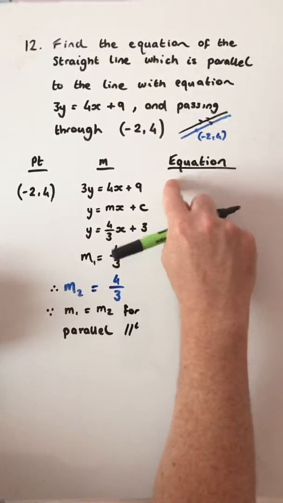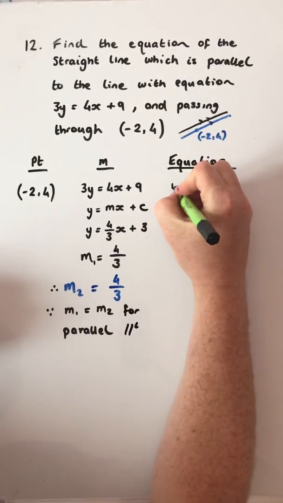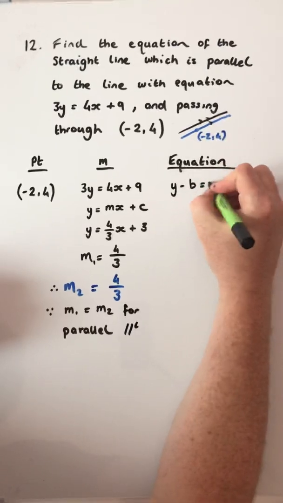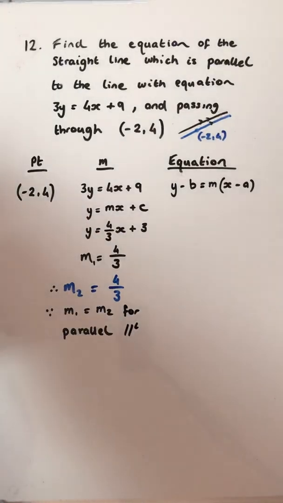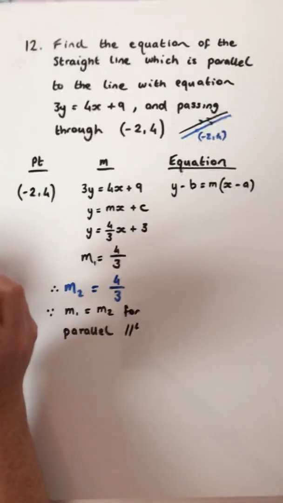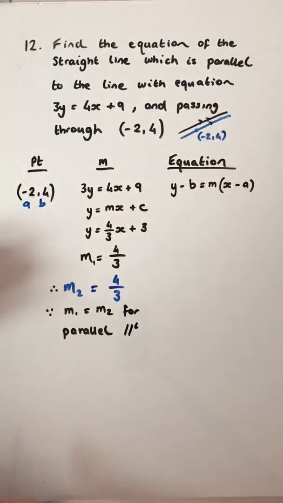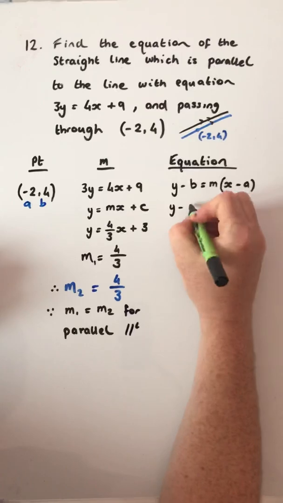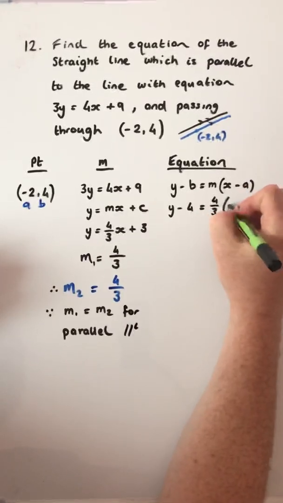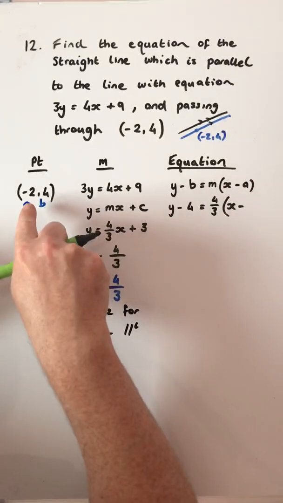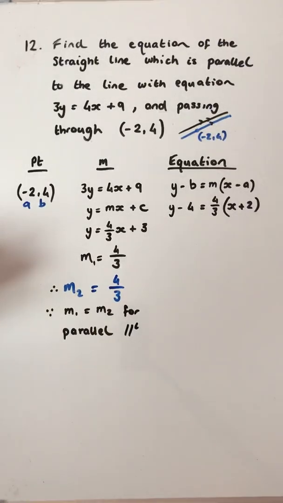Going on to the equation, you can either use this equation, but the more popular one as you go through your schooling will be this one here: y minus b equals m times x minus a, where a and b are the point on your line. So y minus 4 equals the gradient, which is 4/3, times x minus negative 2. So minus negative 2, let's just deal with that just now, plus 2.